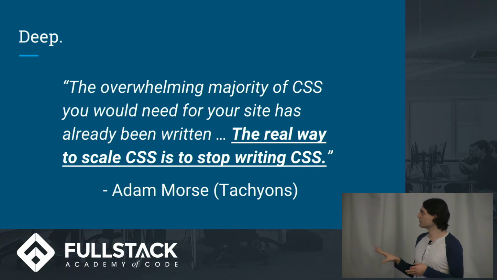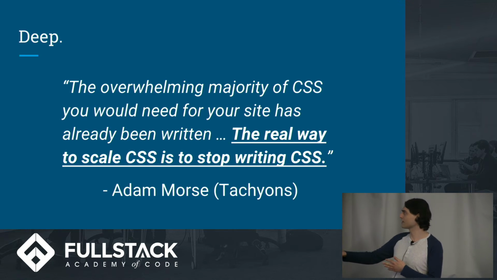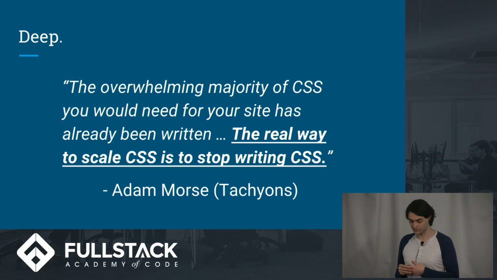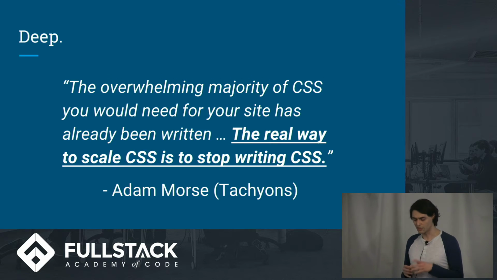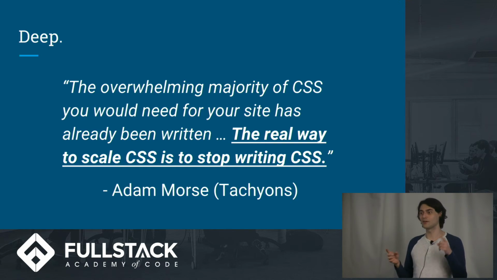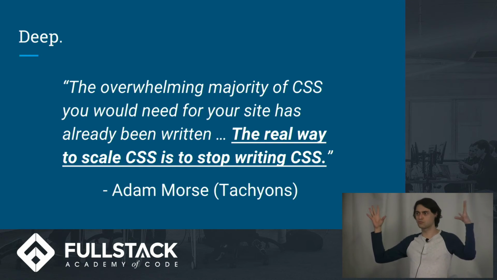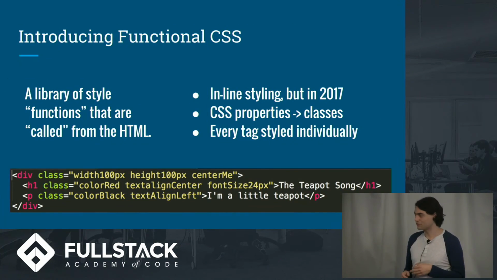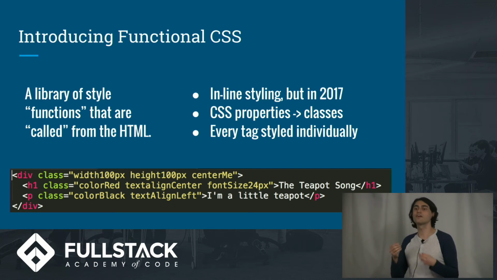I also came across this really deep quote from Adam Morse, who's the creator of the CSS framework Tachyons, which said, "The overwhelming majority of CSS you would need for your site has already been written." Whoa. The real way, here's the deep part, the real way to scale CSS is to stop writing CSS. That's what led me to functional CSS, which is not necessarily a framework itself, but a paradigm for how you would organize and write your CSS, sort of similar to object-oriented CSS.